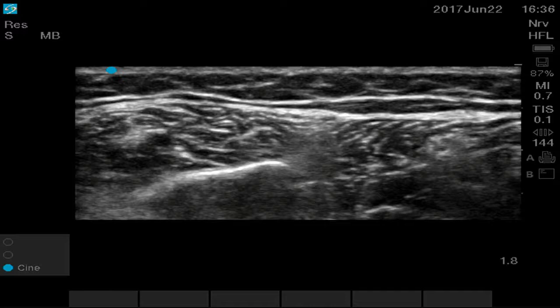Coming to the trunk blocks, we will see the pectoralis, pec 1, pec 2, and then the SAP. Then we will go into the abdomen: rectus sheath and the TAP.